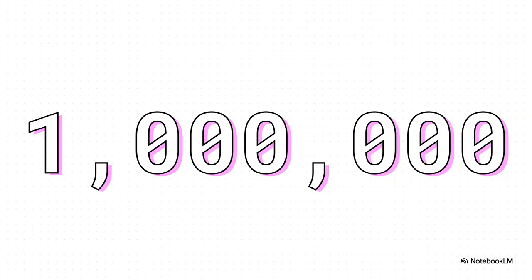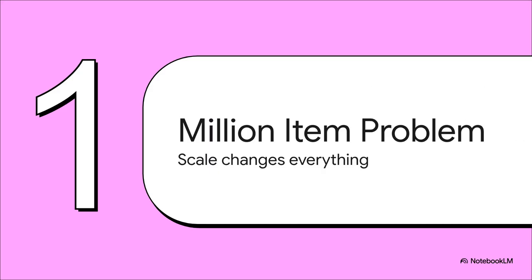So, I want you to picture an inventory database for a store, and it's got exactly 1 million items in it. If an application needs to find just one specific item, and it's forced to search through all of them one by one, it's going to hit a wall. When your data grows to this kind of scale, 1 million or more records, relying on a sequential, one-by-one search just becomes a massive bottleneck. Which brings us right to part one, the million-item problem.